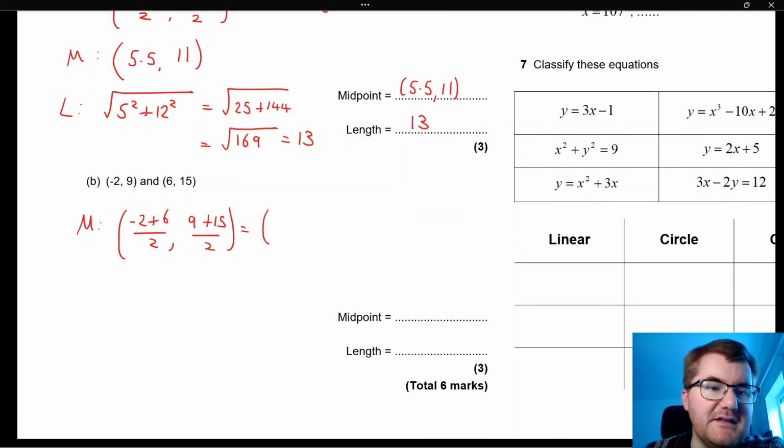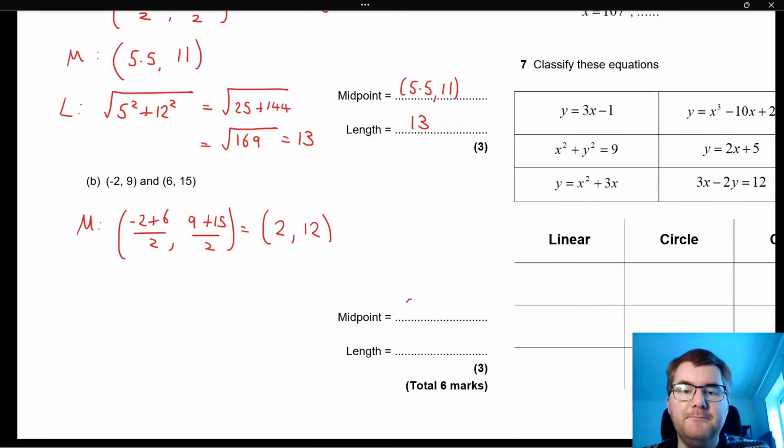So let's work this out. Minus 2 plus 6 is 4. 4 divided by 2 is 2. 15 plus 9 is 24. 24 divided by 2 is 12. So our midpoint here will be equal to (2, 12).